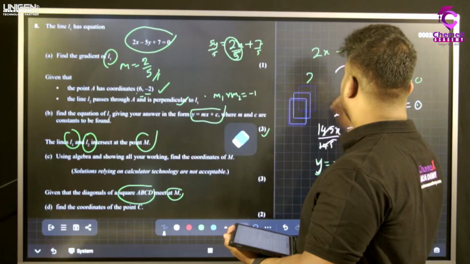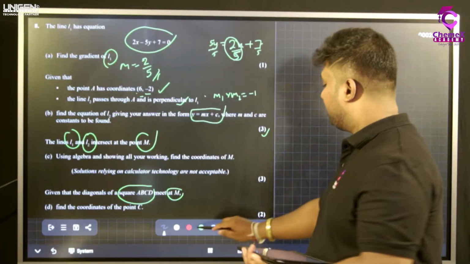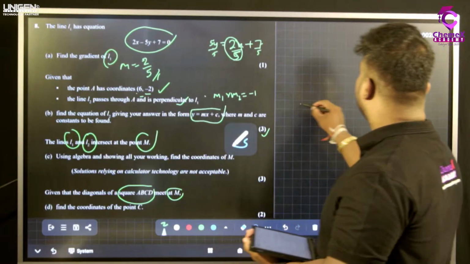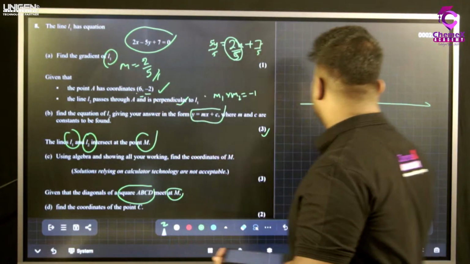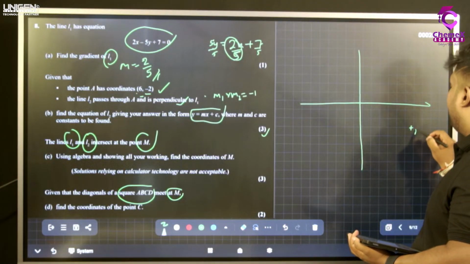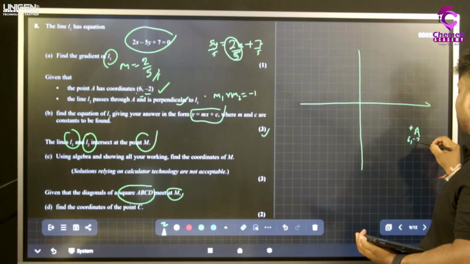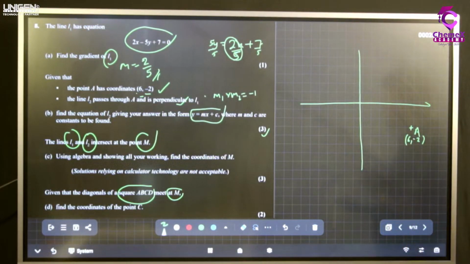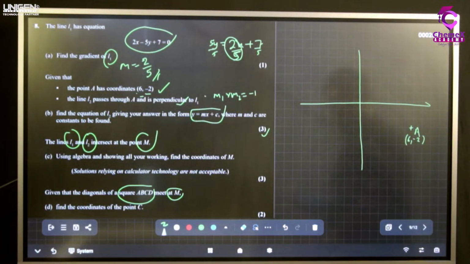For now, let's make this whole thing disappear. M is 4 and 3, okay? We know A; take the number line. We know A is 6, minus 2. 6 is here and minus 2 is here, so that's A: 6, minus 2. Okay? Next, B. Where's B?